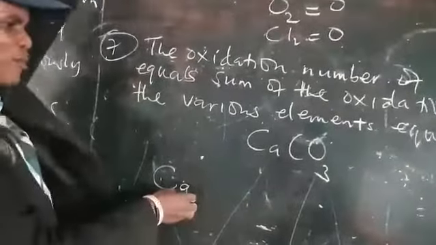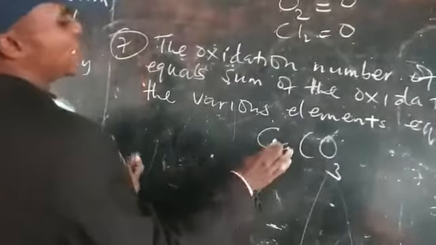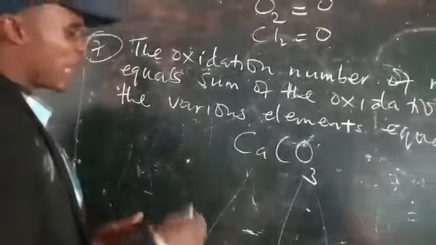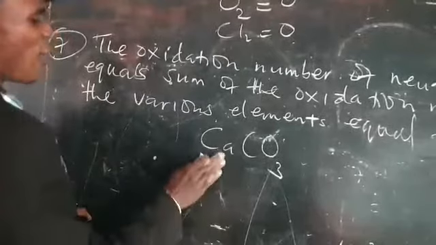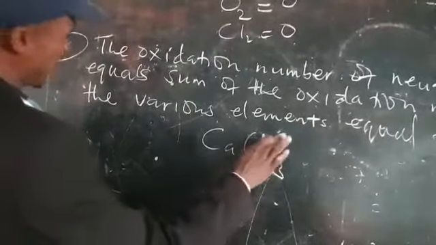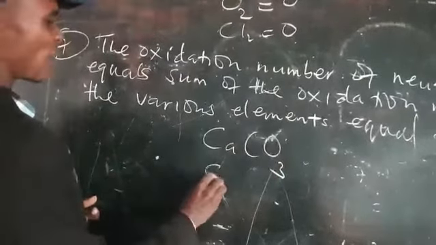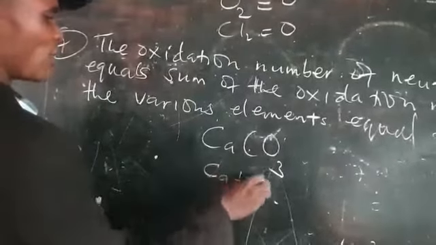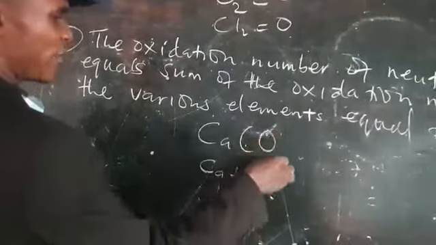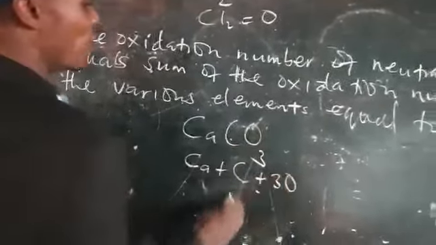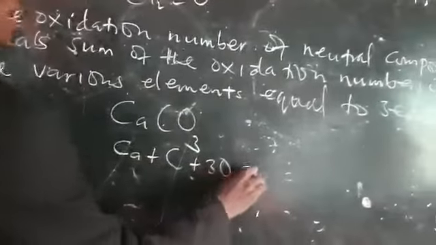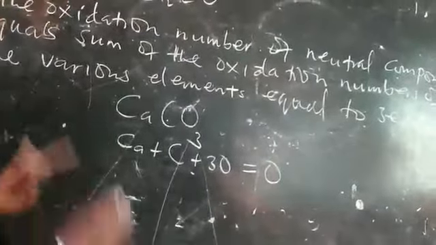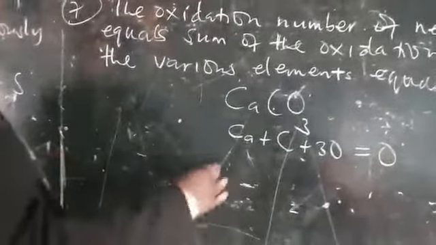You go to rule number 1. But if it is in this form, it is a neutral compound. So if you have a neutral compound, that means a compound in which there is no charge here. What you do is you add all of them. You say cation plus carbon here. Now we have 3 oxygen molecules. When you add all of them, the answer will be 0. That's what we are saying. The moment you add all of them, you get 0.